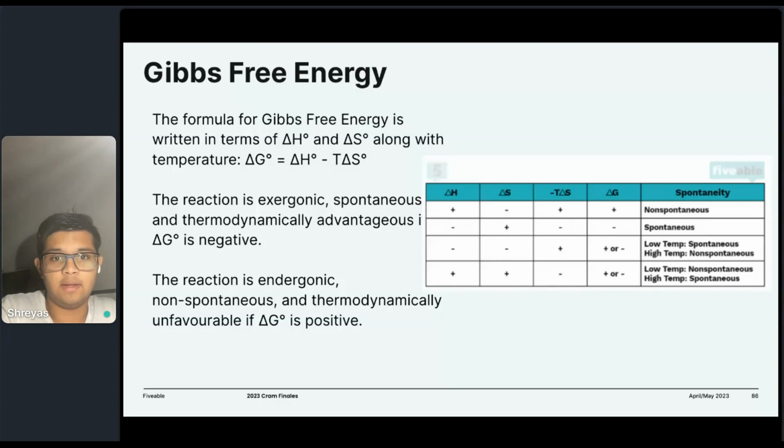Keep an eye out for that, and if delta H and delta S are both positive, you need to see whether it's low or high temperature again. If it's low temperature, it's non-spontaneous, and if it's high temperature, it's spontaneous. Basically, if delta G is positive, it's non-spontaneous, and if delta G is negative, it is spontaneous.